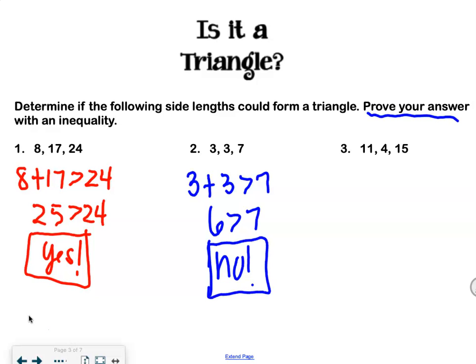I'll show you on the computer why that doesn't work. What if it's equal? What's 11 plus 4? 15. Is 15 greater than 15? No!